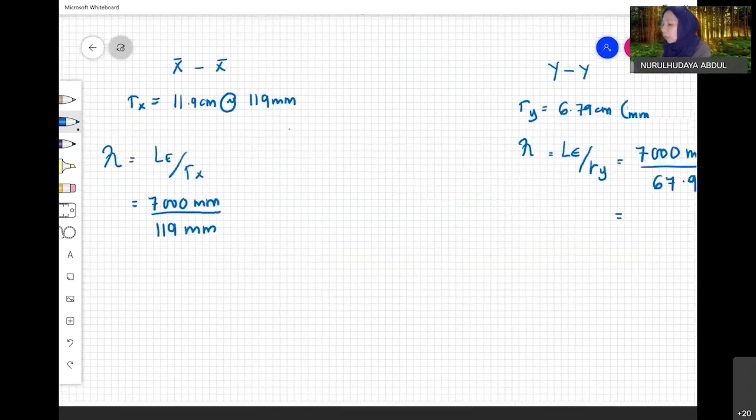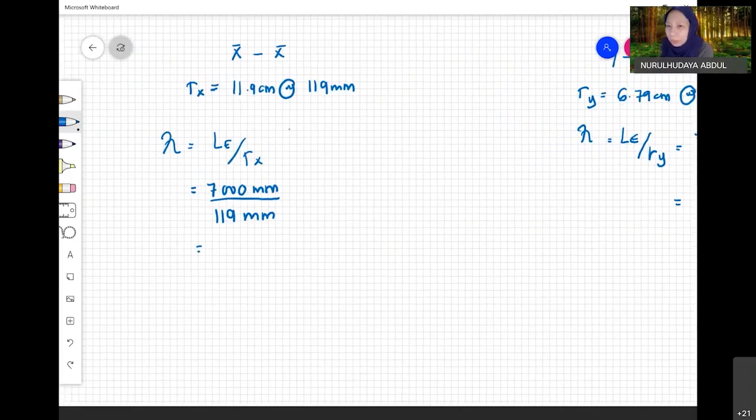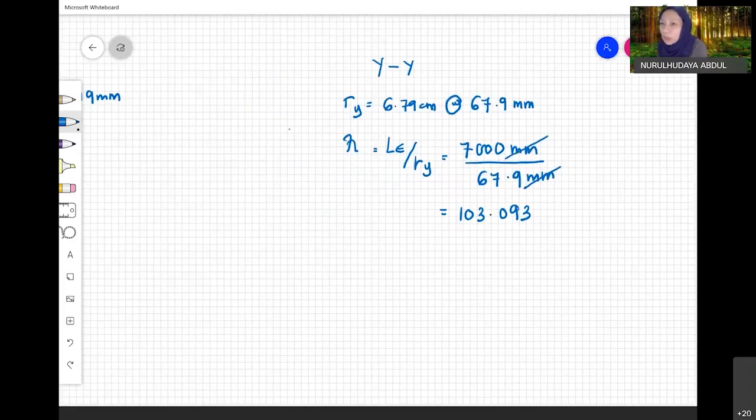Okay, so you're going to get some values here. Kanat dah jawab dah. Fatin, you tolong kira for Y. XX, okay, 58.824. Okay, thank you. Kanat, 103.093. Okay, thank you. Okay, so millimeter pangkal slenderness ratio dia tak ada units.